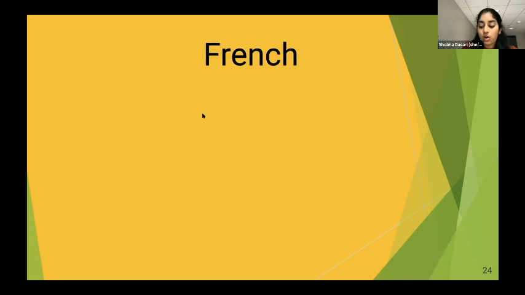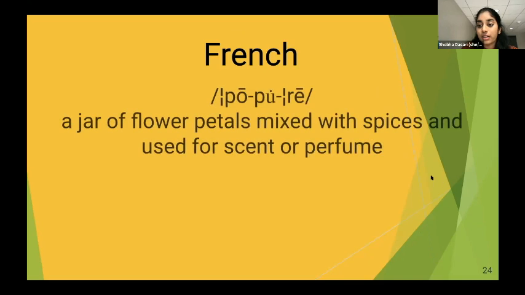Okay, so let's do some examples. And just a reminder, if everyone is messaging in the chat, just say the word one time and then you're done. So the word is potpourri. This is a jar of flower petals mixed with spices and used for scent or perfume. And you can think of some French language patterns for how this might be spelled.